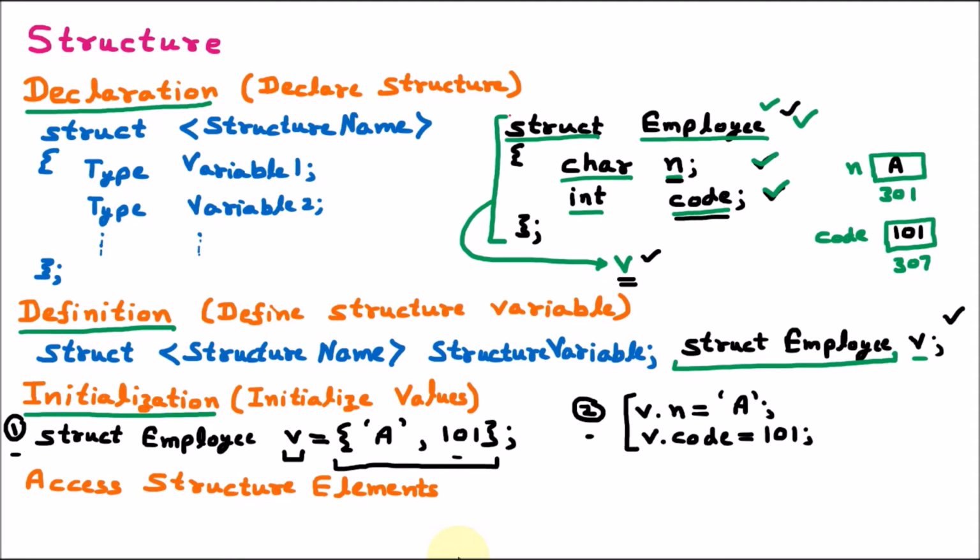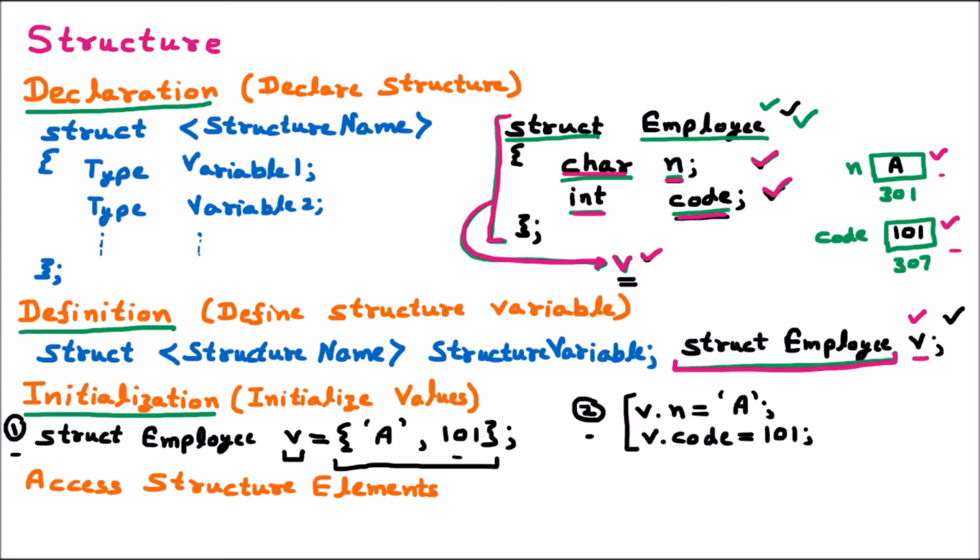Now we are learning how to access the structure elements. We know that we have created a structure, the structure employee, which contains multiple data types, let's say character and integer. Here we have the elements n and code, with values a and 101, which I want to access. First of all, I will create the object, which is v. We know how to create that: first of all, struct employee, which is like a user defined data type, and then v. Here v is the variable or the object of the structure. With the help of this v, we can access all the members.